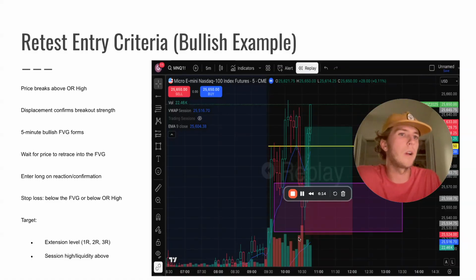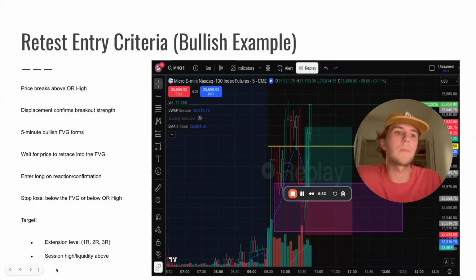Stop loss below the fair value gap. Target, I do a 2 risk to reward ratio. A lot of the time in this scenario, you'll get to around 2 to 3. It'll kind of consolidate and either rip back down or it'll continue up to 4 or 5R. So I stick with 2 just to be more confident in my trades.